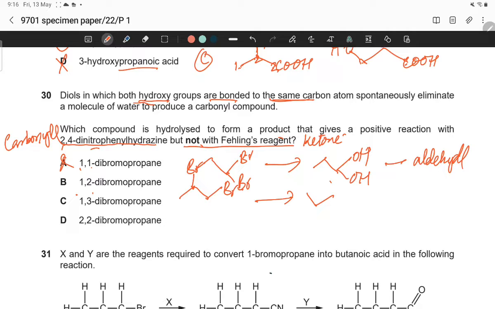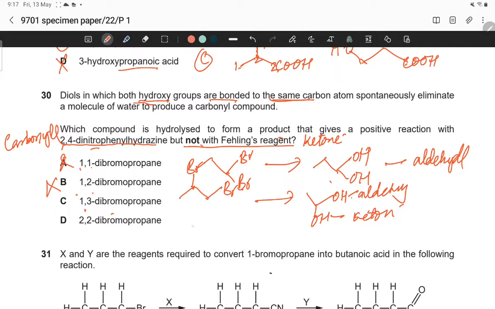This is aldehyde as well as ketone. OH. This could be aldehyde and this could be ketone. So it is also incorrect.